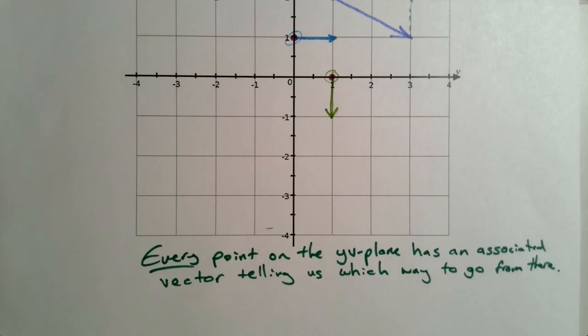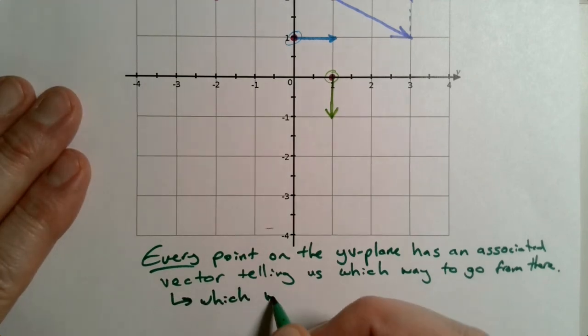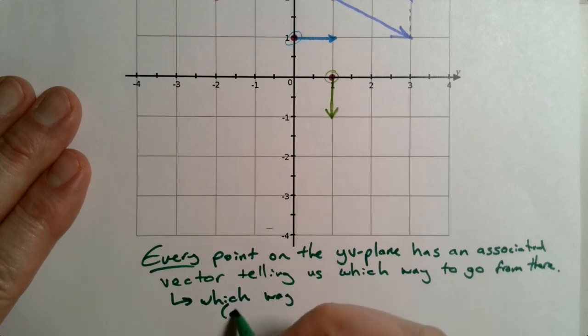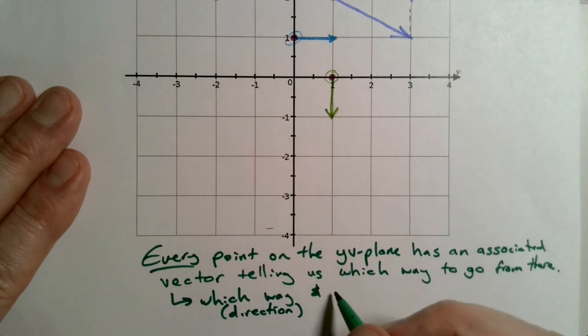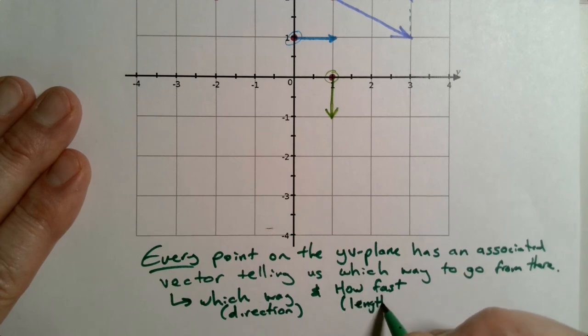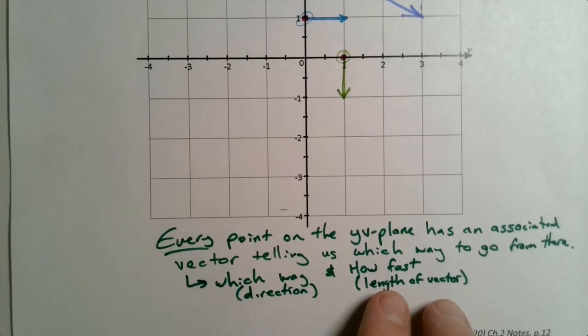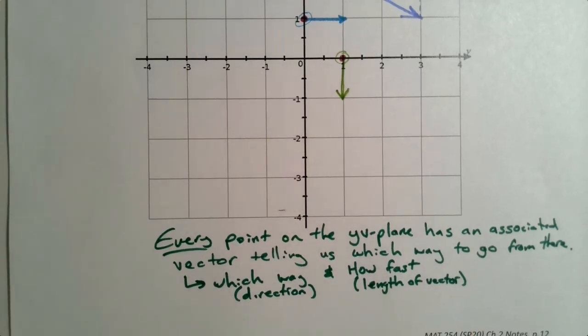But notice it tells us which way, and that's the direction. But it also tells us how fast, and that's the length of the vector. The length of the arrow, if you want to think of it that way. Or another way of saying it would be the magnitude and the direction of that vector.